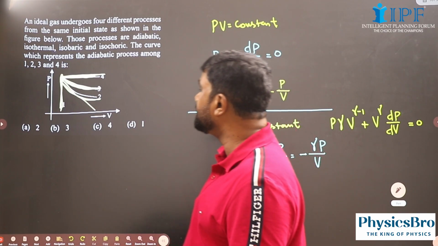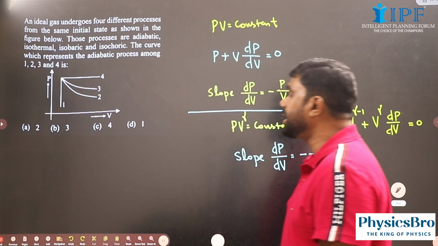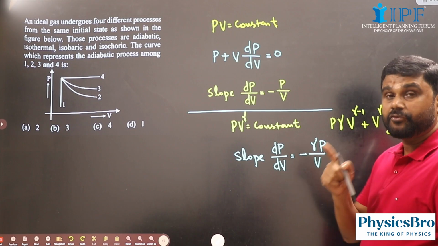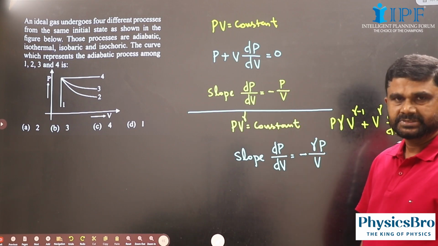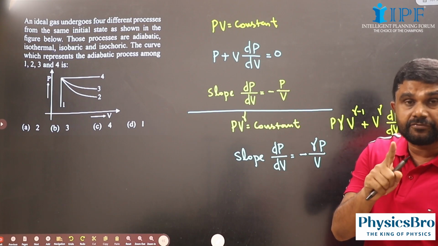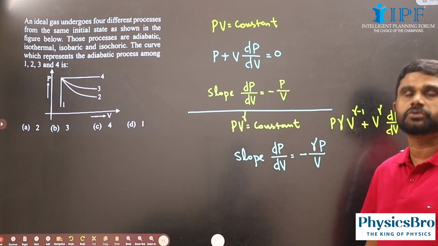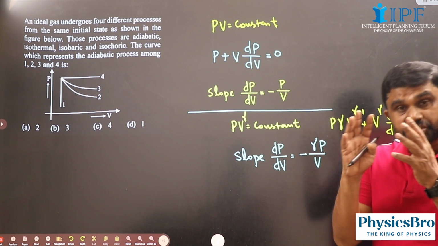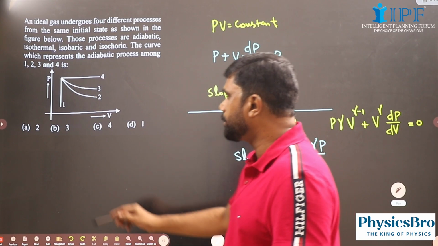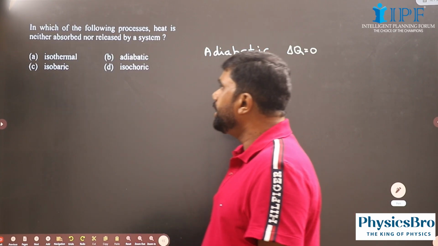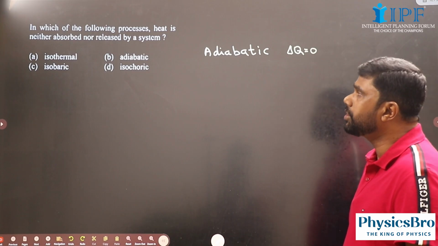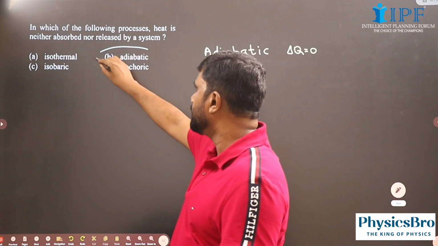Okay, now why is it adiabatic? See, for an adiabatic curve the slope is given by gamma P by V, and for isothermal it is P by V only. Both the slopes are negative, and the slope of the adiabatic curve will be more compared to the slope of the isothermal curve, or the adiabatic curve will be steeper compared to the isothermal curve. So curve 2 represents the adiabatic process. Now, in which of the following processes is heat neither absorbed nor released by a system? The process must be adiabatic.